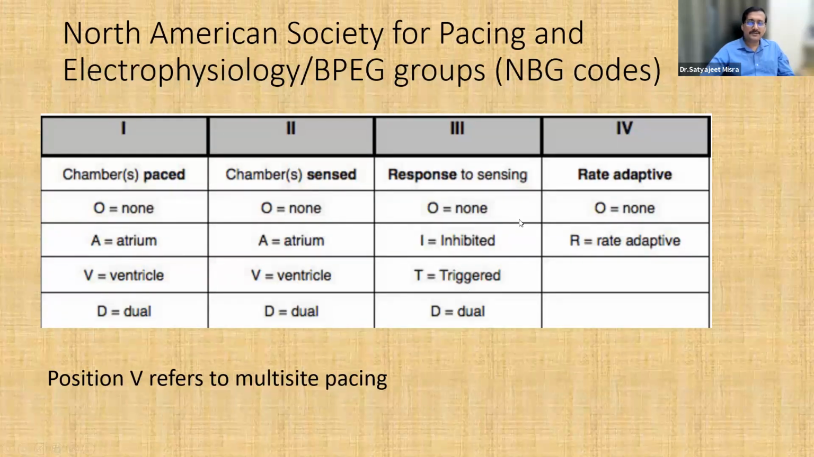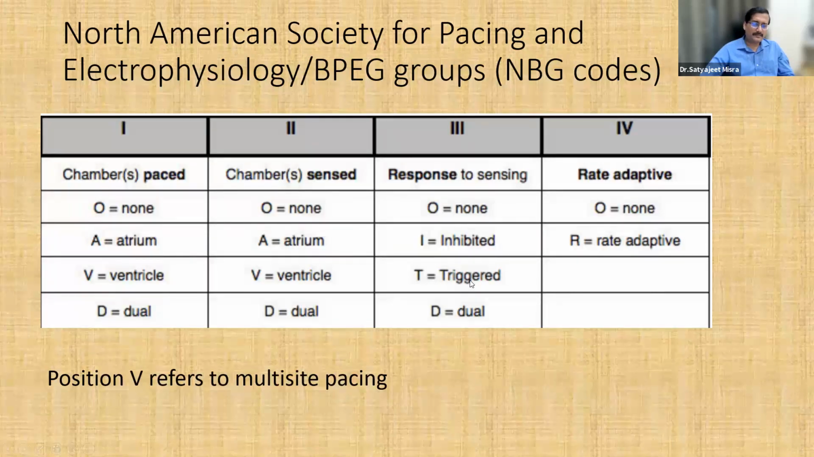Now, what's the response to the sensing? If you have O, it means there's no response to the sensing because there's no sensing. I is inhibited. So if an electrical impulse is sensed by the pacemaker, it's going to inhibit firing of the pacemaker impulse. So the response to sensing of an intrinsic electrical signal is that it inhibits firing of the pacemaker. T is triggered.